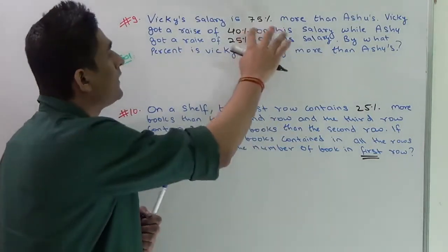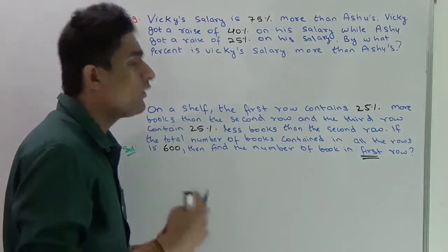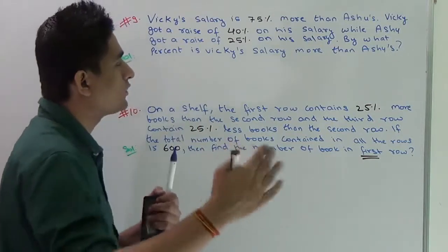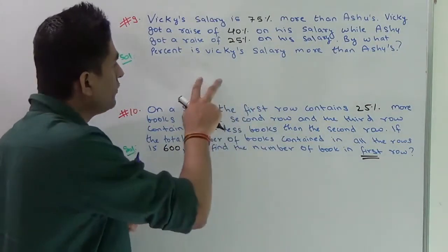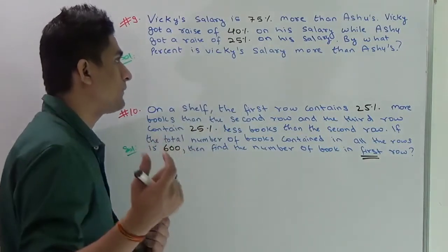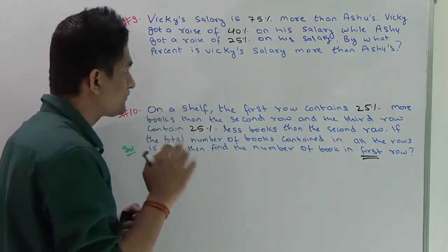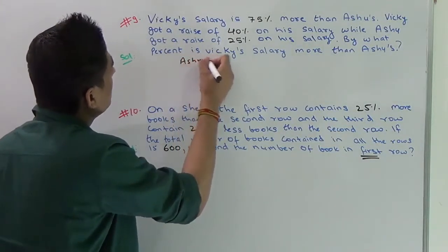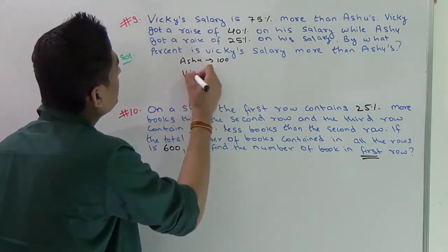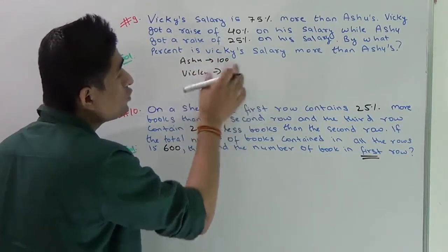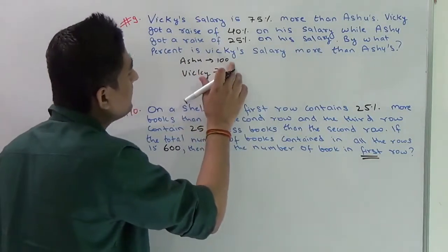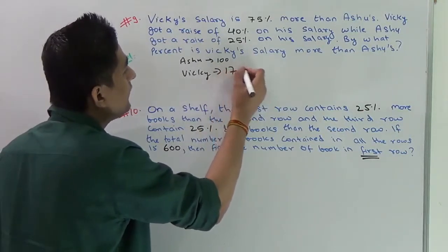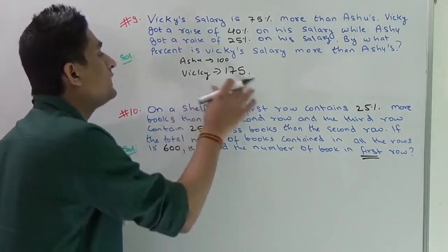So I assume the salary of Ashu to be 100. However, you can also assume the salary of Ashu to be x and you can find the solution. But here I'll do this question by assuming the salary of one person to be 100, because it is easier. So now, let the salary of Ashu be 100 rupees. Ashu's salary is 100 rupees. Vicky's salary is 75% more than that of Ashu. That means Vicky's salary will be 100 plus 75% of 100. That will come out to be 175 rupees. Now Vicky's salary is 175 rupees.